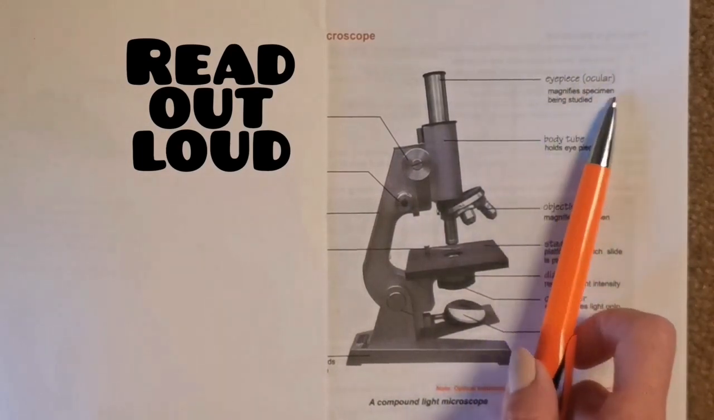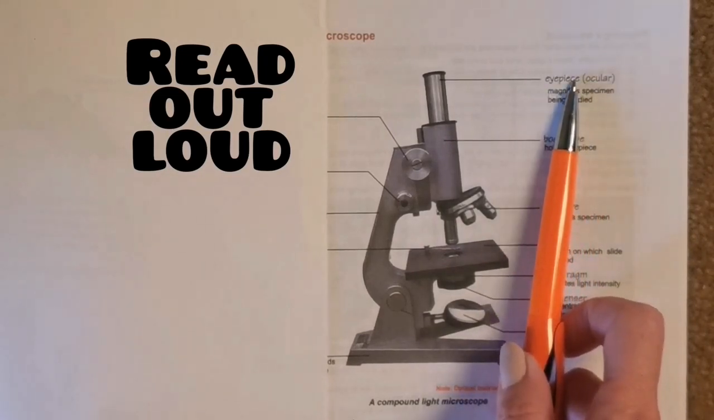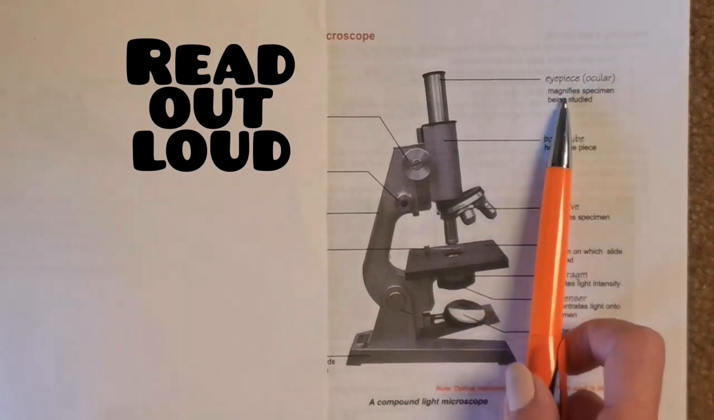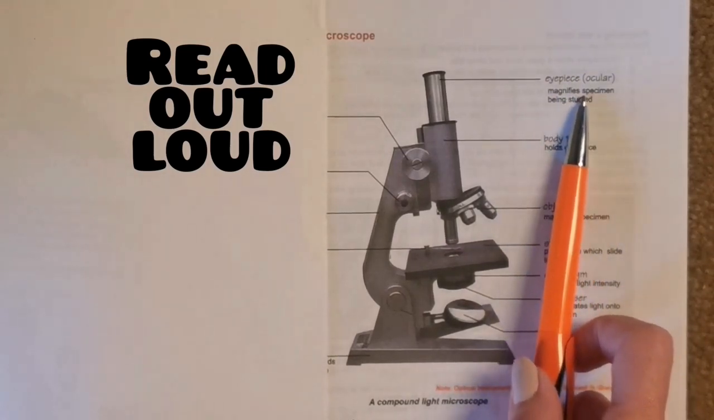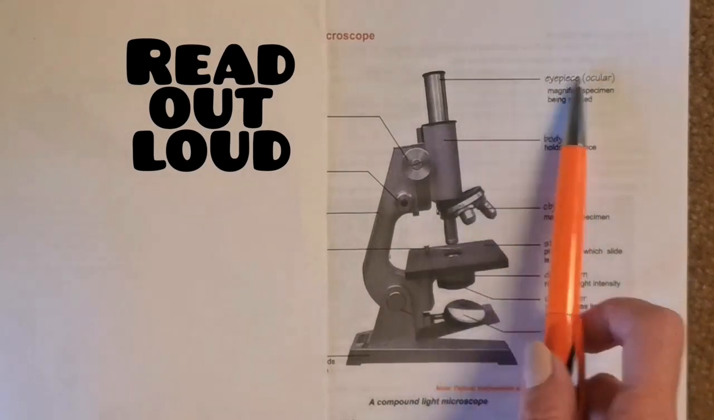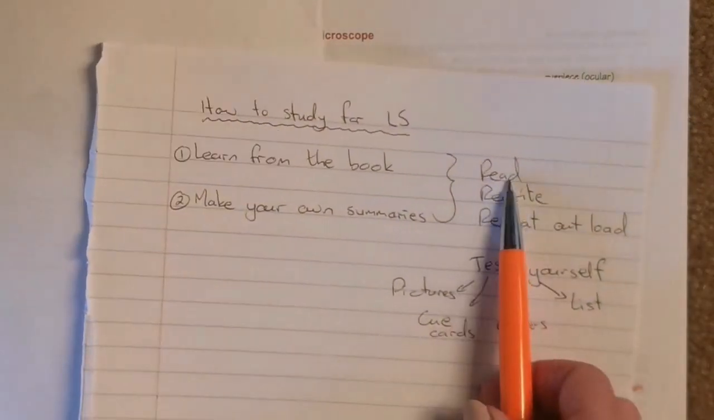Now, you're allowed to actually say that in your own words. Eyepiece is obviously, you have to know that. But magnifies the specimen being studied. Magnifies, I'm going to put it in my own words and say, it makes whatever I'm looking at bigger. So it enlarges. It enlarges. So eyepiece. Eyepiece. So what I've done now is I've actually read it out loud.